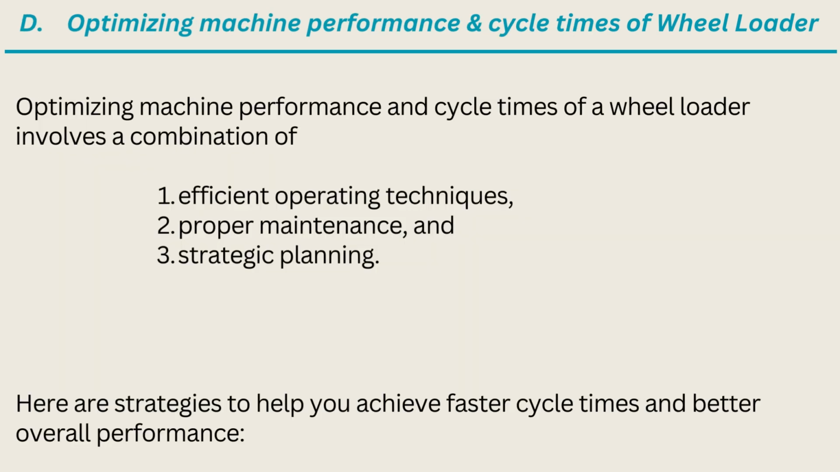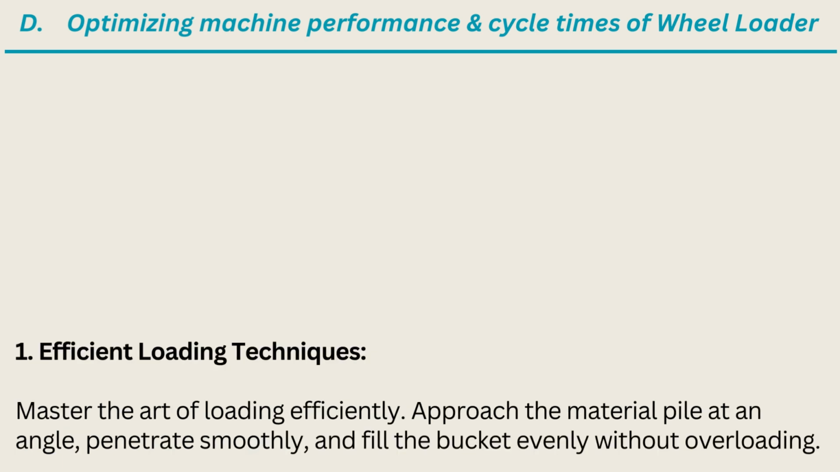D. Optimizing machine performance and cycle times of wheel loader. Optimizing machine performance and cycle times of a wheel loader involves a combination of efficient operating techniques, proper maintenance, and strategic planning. Here are strategies to help you achieve faster cycle times and better overall performance. 1. Efficient loading techniques. Master the art of loading efficiently. Approach the material pile at an angle, penetrate smoothly, and fill the bucket evenly without overloading.